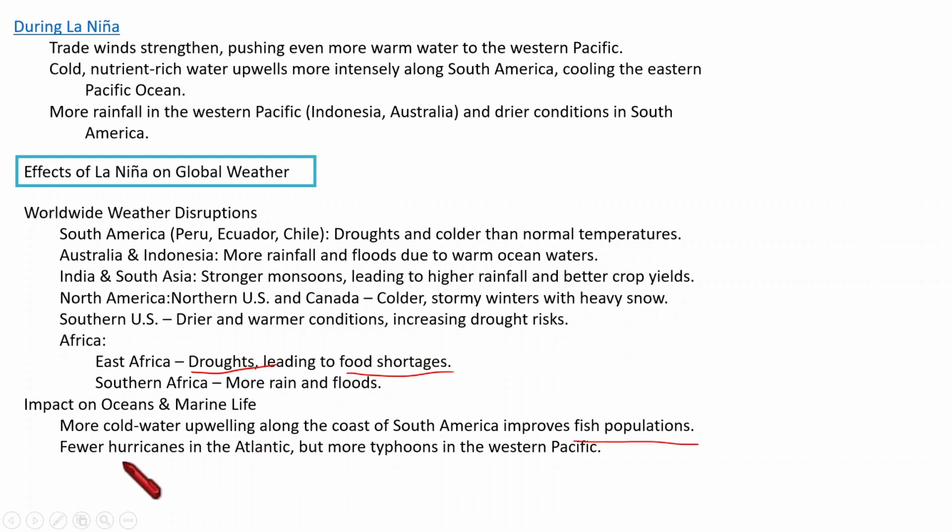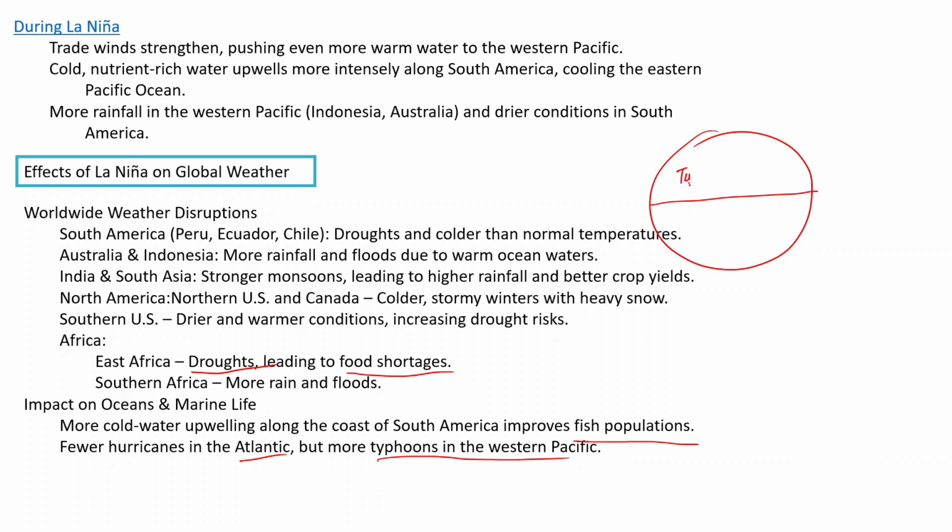And another thing, the hurricane rate will be low in the Atlantic, but the number of typhoons will increase in the Western Pacific. These hurricanes and typhoons are happening here. They are all cyclones, depending upon the location. This is north, south, west, east. Typhoons are happening in the northwestern region, and hurricanes in the northeastern region.